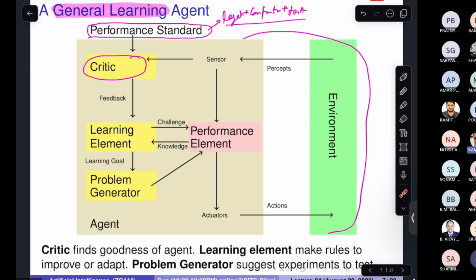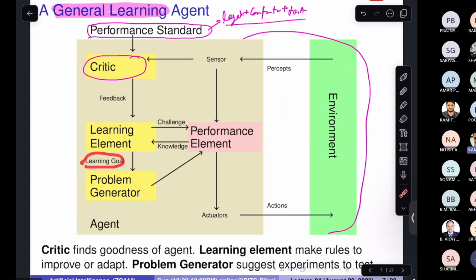So here comes this particular part, that is called the problem generator. He decides learning goals, based on the challenge provided by the learning element. Why has he provided these challenges? There must be something that I want to improve in this particular part. So based on the feedback and knowledge that he wanted to incorporate, he sets that if I improve this particular part, I would be better. This is what the learning goal is.